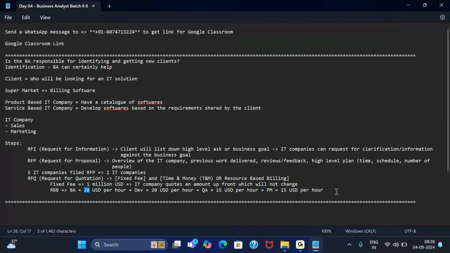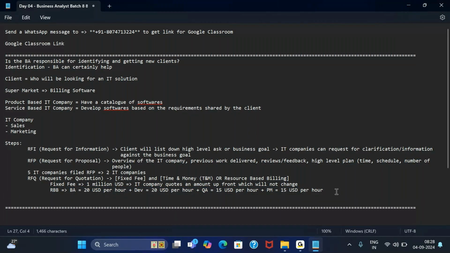Now they give this approximate quotation of what the per hour charge will be. Suppose I am going to hire, let's say, two BAs, so 2 into 20 means $40 per hour. Suppose the project will be for 6 months, and approximately, let's say, in 6 months we are going to work for 100 hours, so 40 into 100 will become 4,000 US dollars.